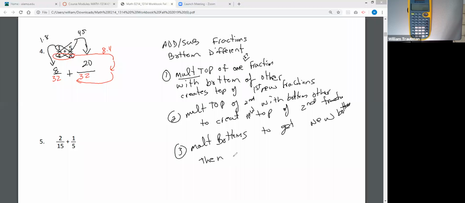And then use the steps for adding same bottoms. You see, we have the same bottoms now. The steps for adding same bottoms was add the tops. 8 plus 20 is 28. Don't touch my bottom, 32. And then divide it, if you can, by reducing it. They both divide by 4. And I get 7 over 8.